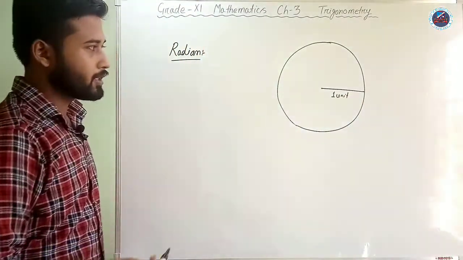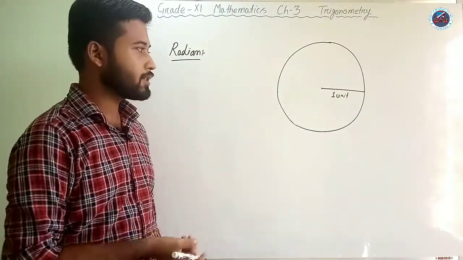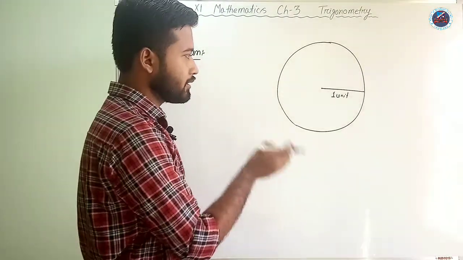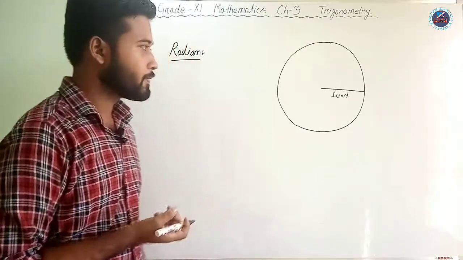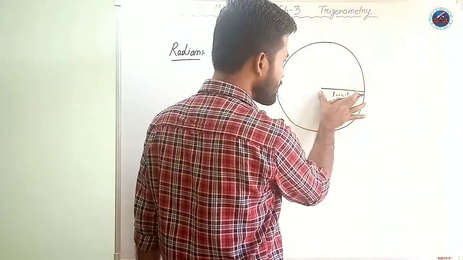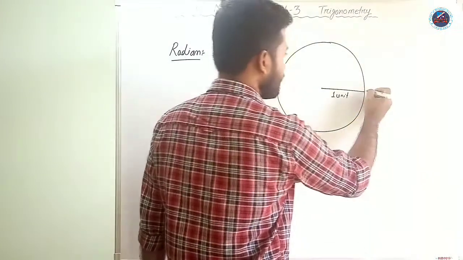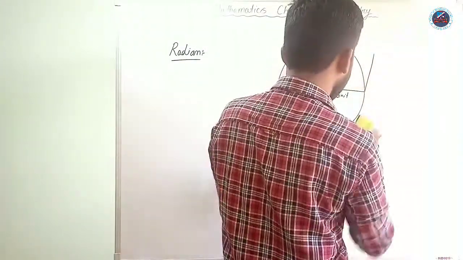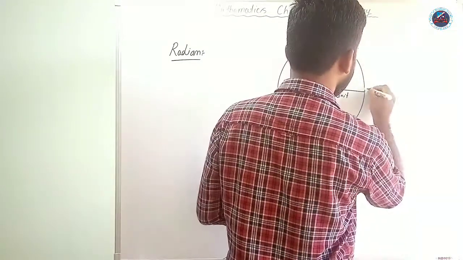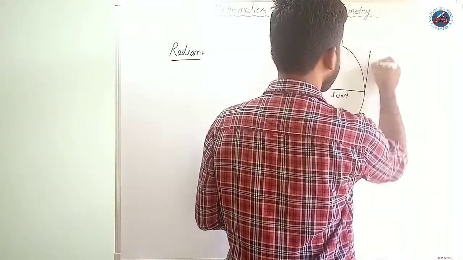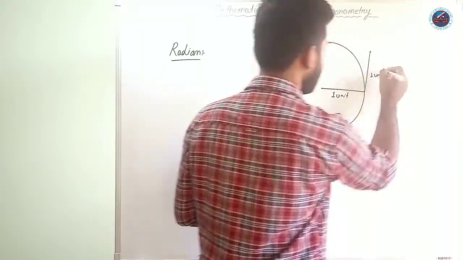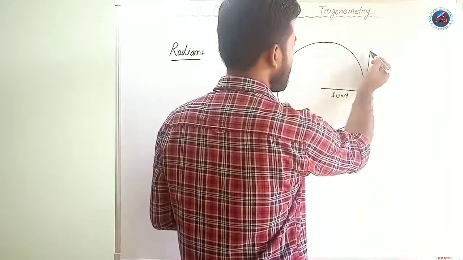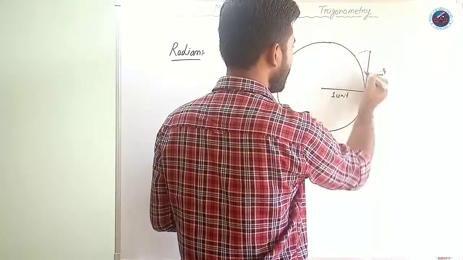Okay, so what is 1 unit? It may be 1 centimeter, 1 meter, 1 kilometer, or anything. We just need to consider that as a single unit. Now if this radius is of 1 unit, let us draw a line from here of the same length, that is 1 unit. Fine. Now if I drop this line on the circumference, like if I drop this line here, then what?